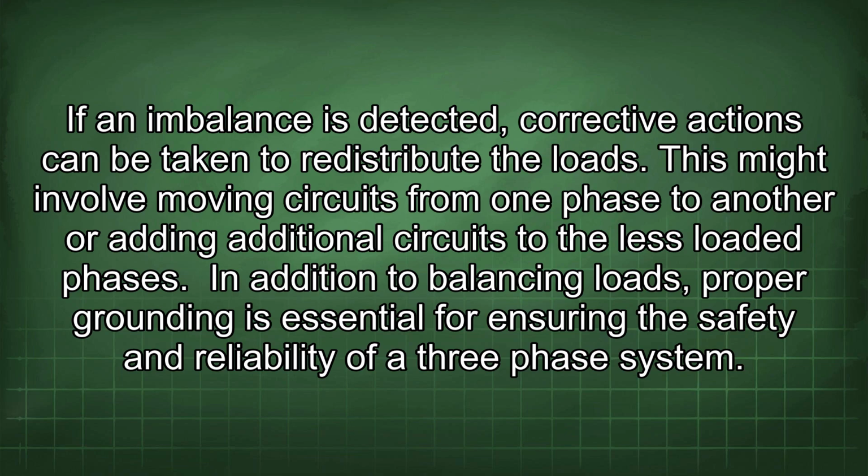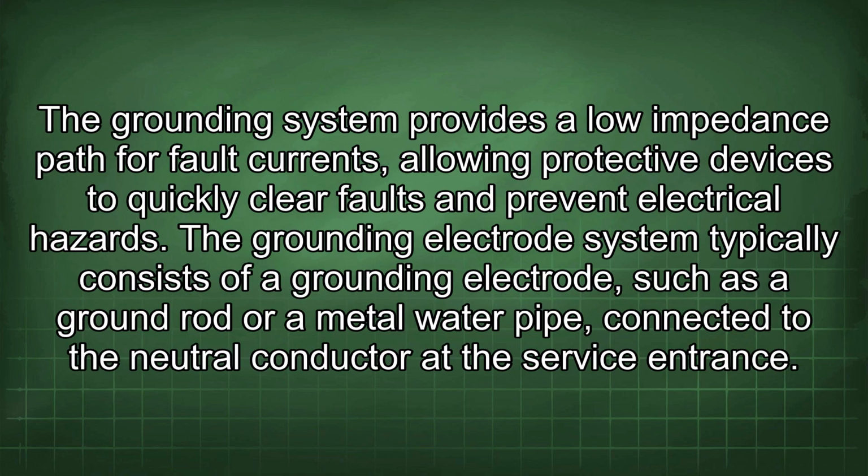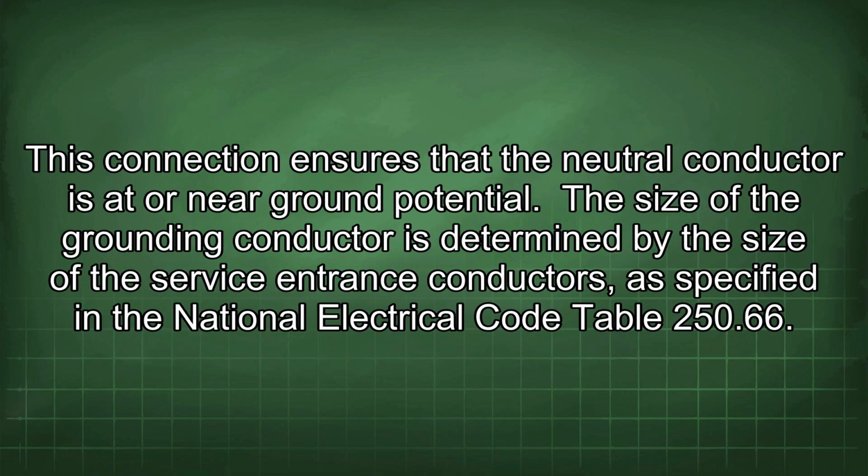In addition to balancing loads, proper grounding is essential for ensuring the safety and reliability of a three-phase system. The grounding system provides a low-impedance path for fault currents, allowing protective devices to quickly clear faults and prevent electrical hazards. The grounding electrode system typically consists of a grounding electrode, such as a ground rod or a metal water pipe, connected to the neutral conductor at the service entrance. This connection ensures that the neutral conductor is at or near ground potential.